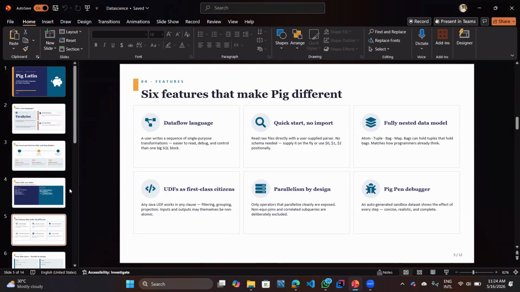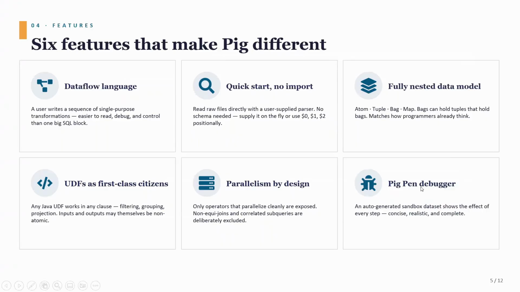Here are the six features that make Pig different from the others. I think everyone got a good idea from the introduction also. Here are the six features. First one is the data flow language. Then quick start, a fully nested data model, then UDFs as first-class citizens, and parallelism by design. And the last one is the Pig Pen debugger.